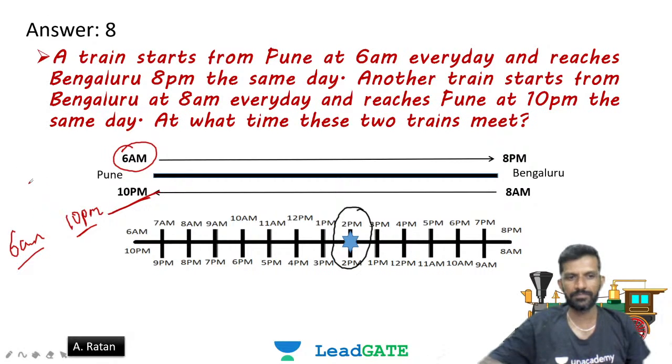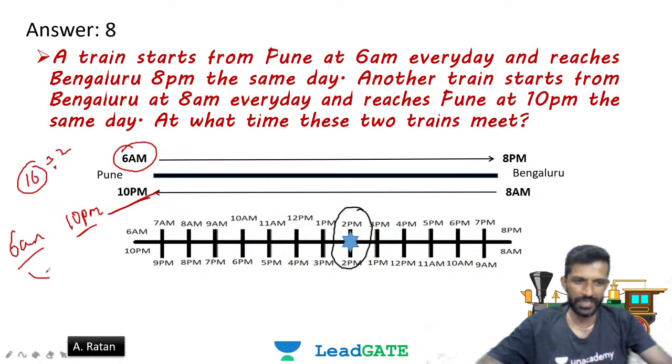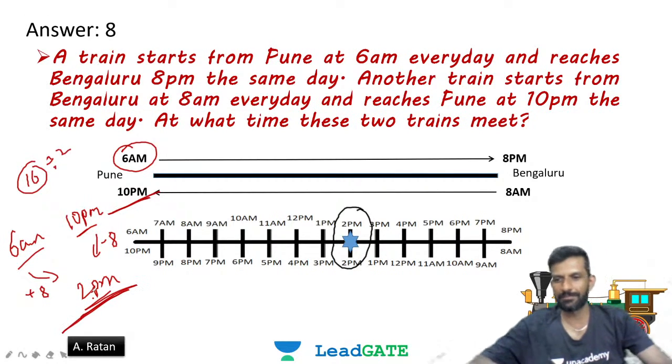If I am not wrong, it is 16 hours gap. Is this 16 divided by 2? 16 divided by 2, half of 16, that is 8 hours. Okay, so morning 6 o'clock you add 8 hours, or night 10 o'clock you subtract 8 hours. In both cases you will be getting 2 PM, which is that meeting timing. Are you getting me? 2 PM, the meeting timing.